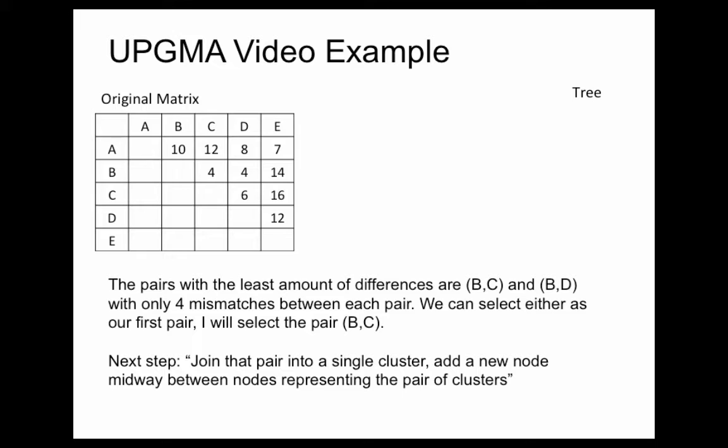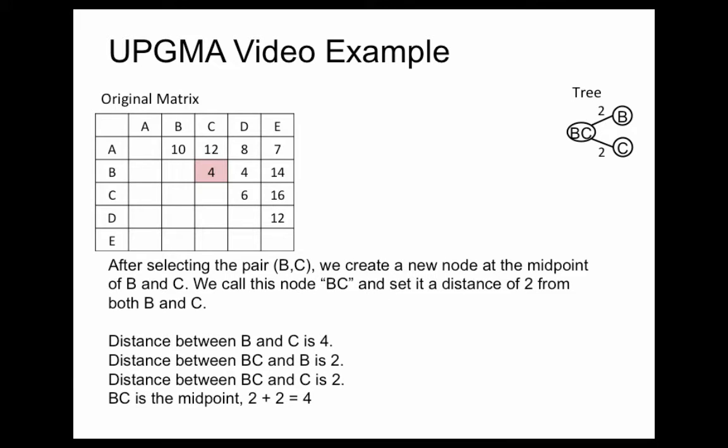Okay, so I say we select the pair BC, and now we're going to merge them into one bigger cluster. So what does that look like? Right off the bat, can you guys see this on this side of the room? Okay.